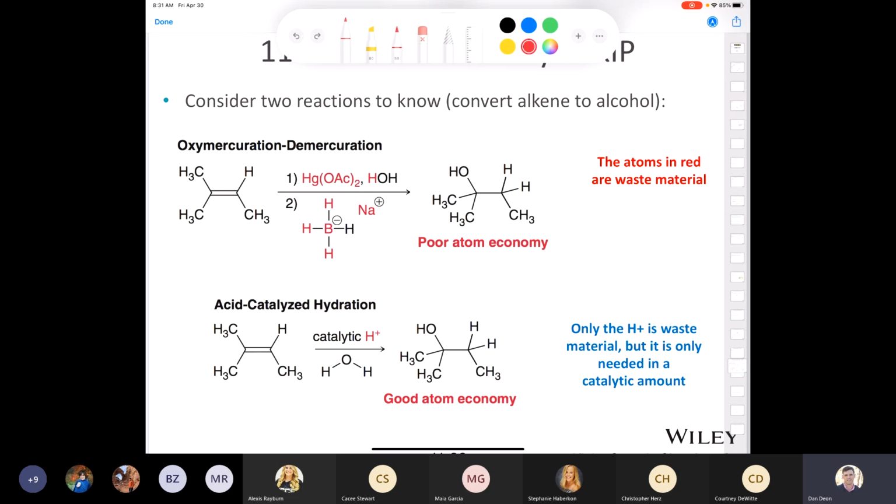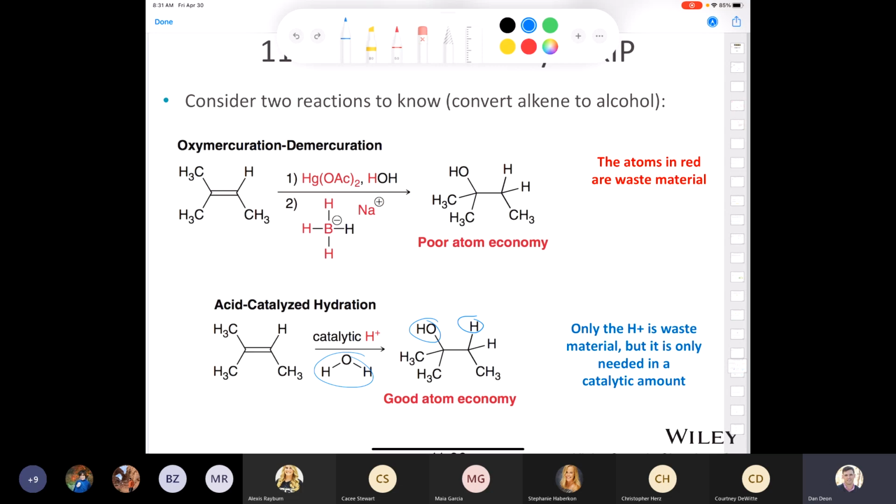Okay, well, you've got a couple of options, right? You could use a catalytic amount of acid and water. Well, look what happens: the water molecule, the whole dang water molecule, is incorporated into the final product. The only thing that isn't in the final product is the catalytic amount of acid. But that's catalytic. I mean, you don't even need a 1-to-1 molar ratio. So there's almost no waste in the acid catalyzed hydration of this alkene.